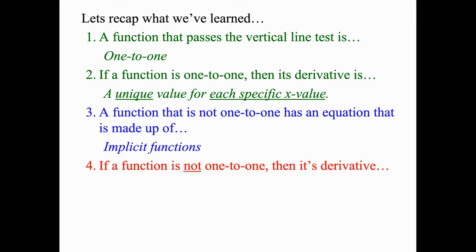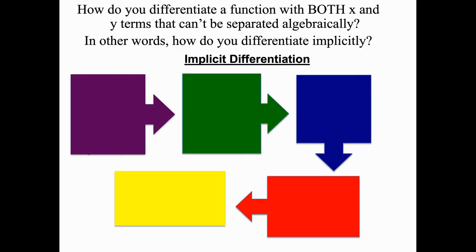So if a function is not one-to-one, then its derivative is a unique value for each specific point. So in other words, you need an ordered pair to actually evaluate the numerical derivative. So let's talk about how you actually find implicit differentiation.